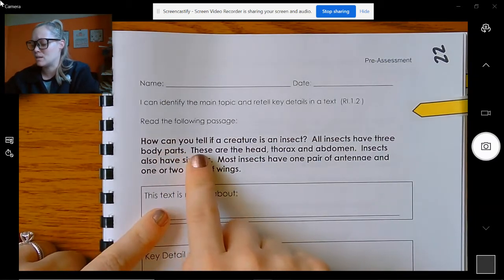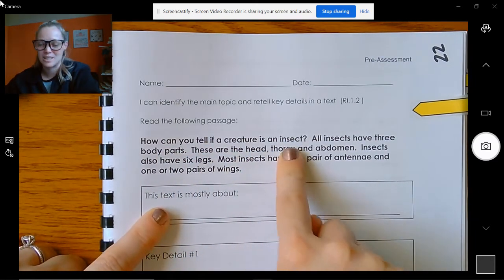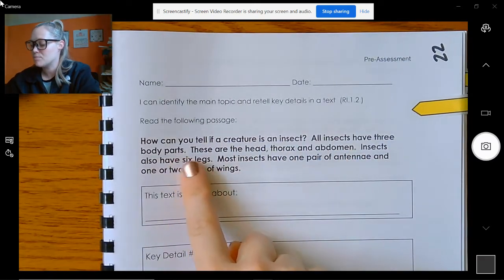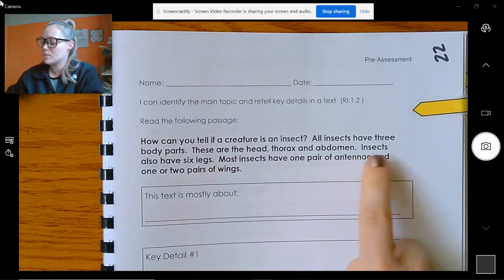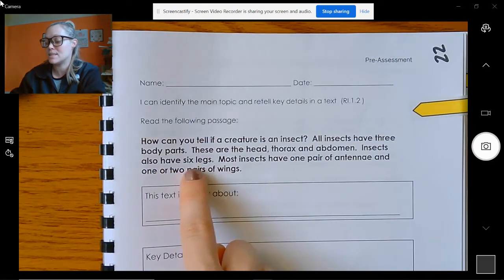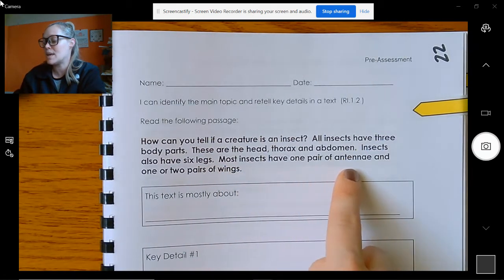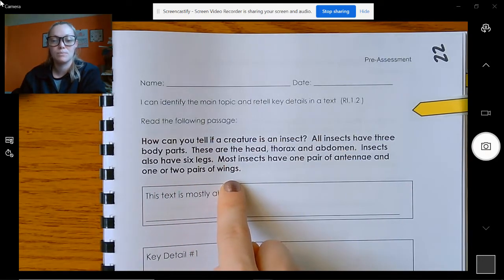How can you tell if a creature is an insect? Ooh, they start with a question. All insects have 3 body parts. These are the head, thorax, and abdomen. Insects also have 6 legs. Most insects have 1 pair of antennae and 1 or 2 pairs of wings.